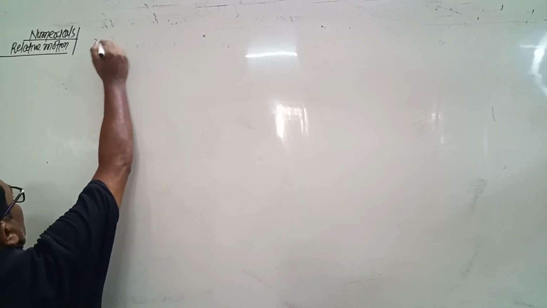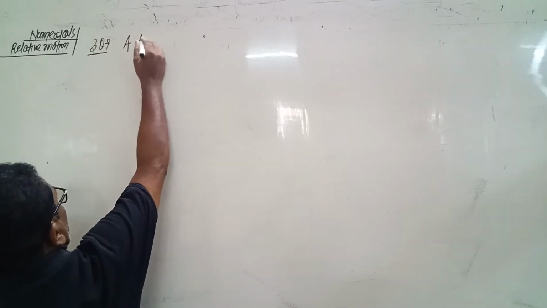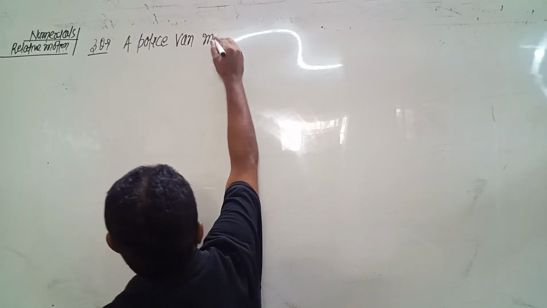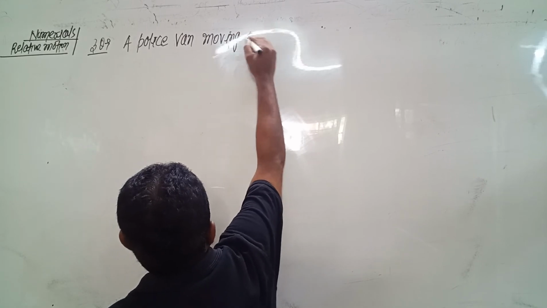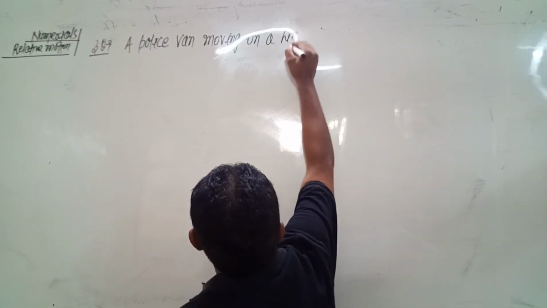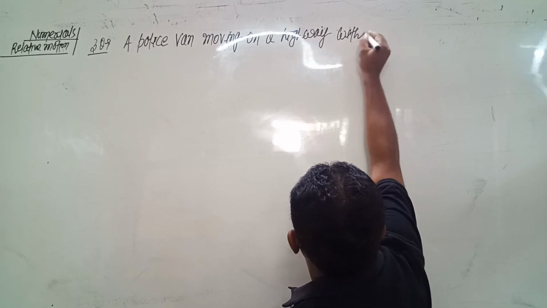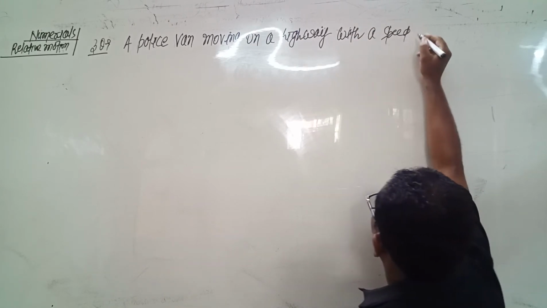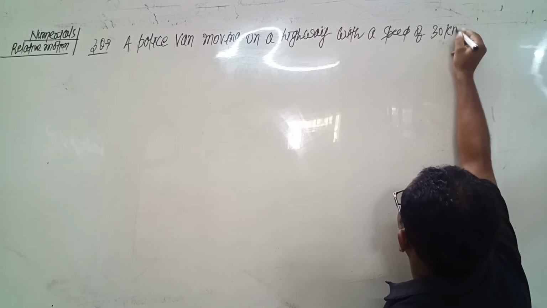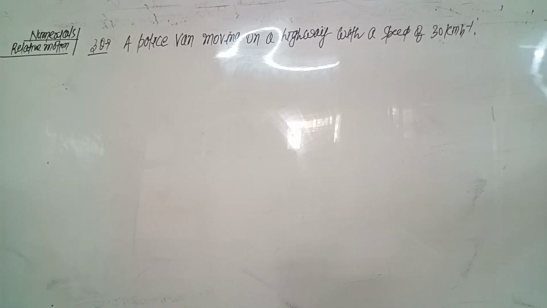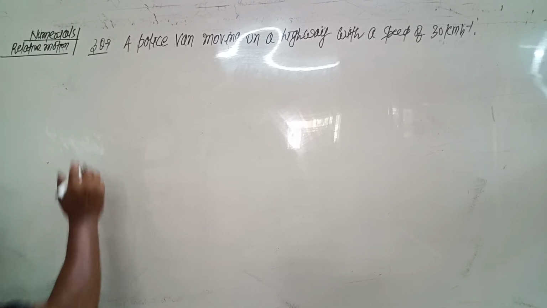Let us see another question. A police van moving on a highway with a speed of 30 km per hour fires a bullet at a thief's car.